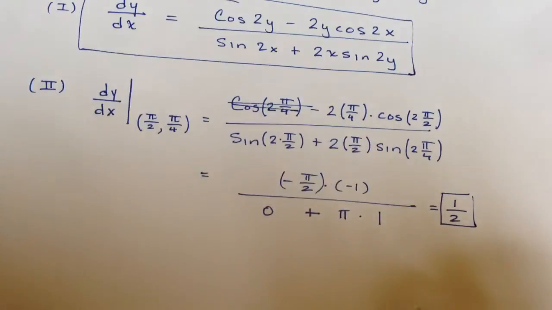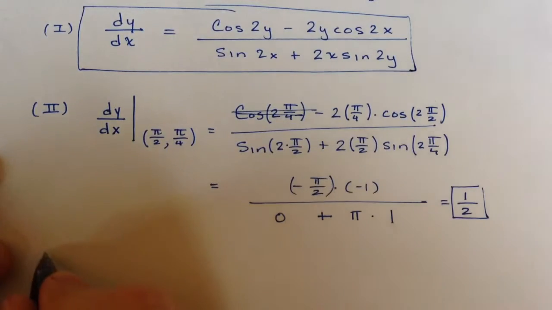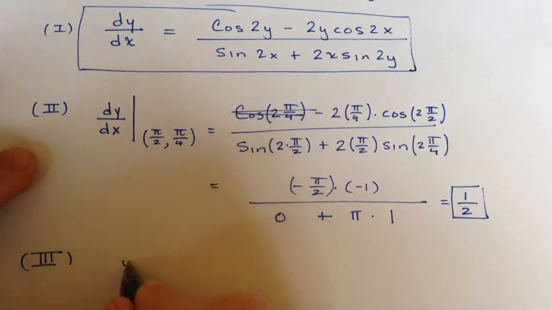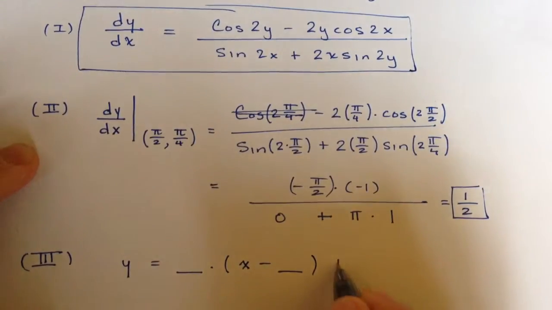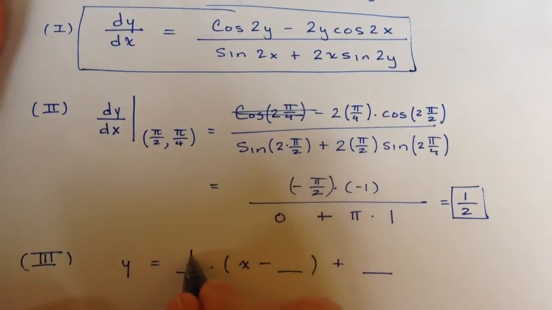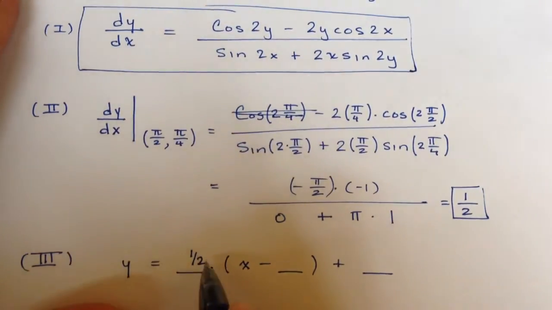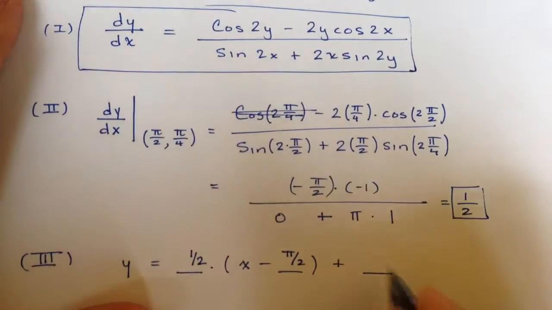So I would call that the completion of part number 2. We now know what the slope of the tangent is going to be. Part 3 is this, and this is the quickest part. We want to write the equation of the tangent in the form y is equal to the slope times x minus the x value plus the y value, where the slope is 1/2, the x value is pi over 2, and the y value is pi over 4.